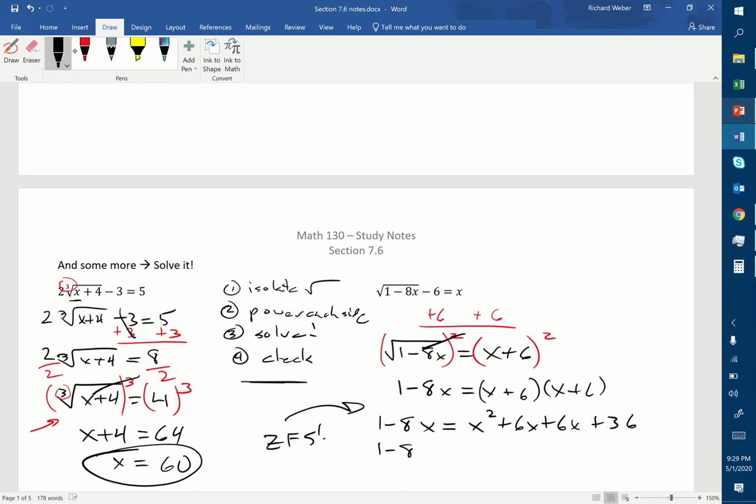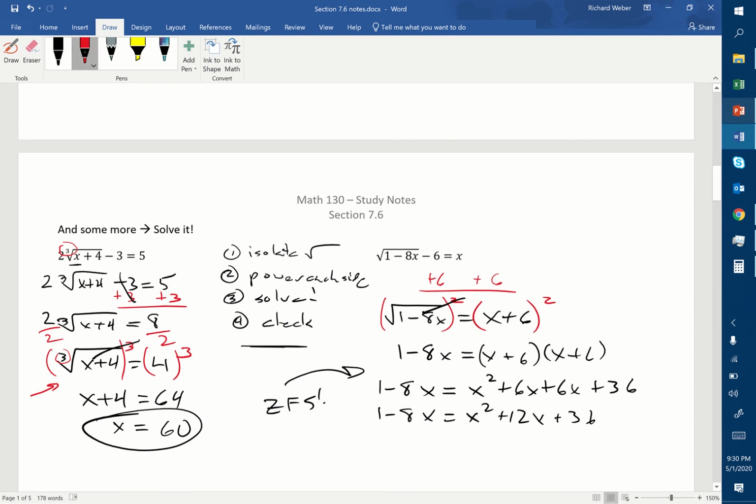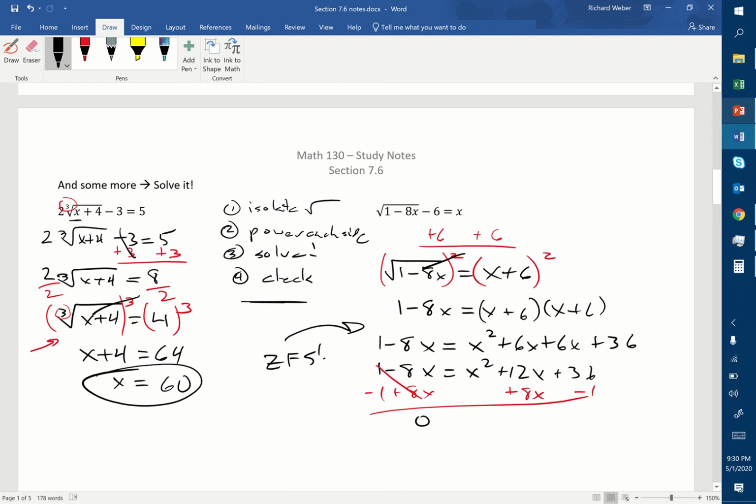So 1 minus 8x. I like to clean this side up first. This is actually 12x. Okay, one less term to worry over, right? But we're going to make a 0 on the left, so we're going to go minus 1, plus 8x, plus 8x. This goes away, and you got 0 on the left. I don't care which side it is. And on the right, we have x squared plus, what is that, 20x, and then plus 35.